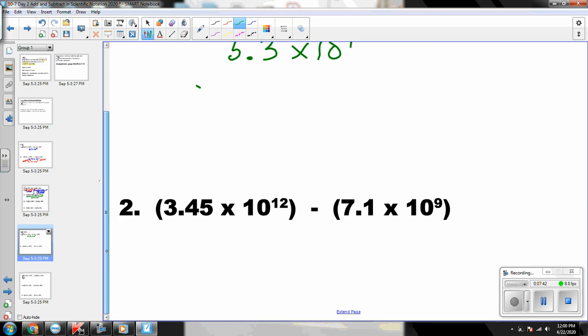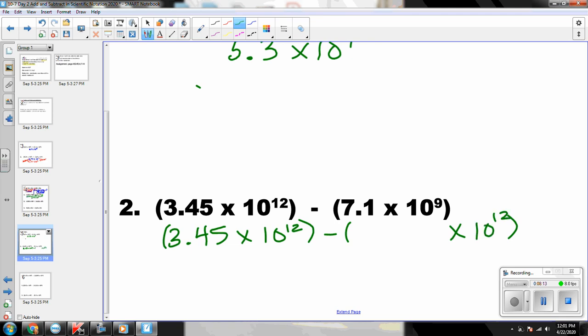Okay, look at number 2. Are the exponents the same? No, we have a 10 to the 12th and a 10 to the 9th. So we're going to have to make the exponents the same. So I'm going to go ahead and pick the larger exponent because I found out in a previous problem that it is easier to make it the larger exponent. So I'm going to keep the 3.45 times 10 to the 12th the same. And I'm going to change the second number so it is times 10 to the 12th.